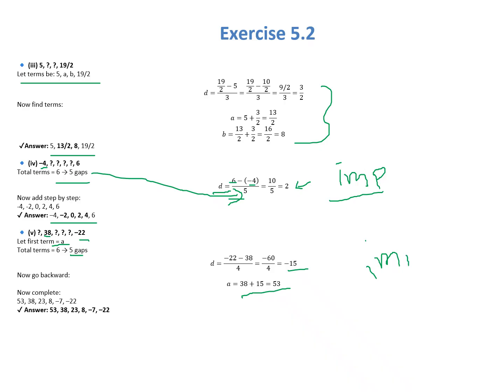Whenever a missing term is given, we have to see whether consecutive terms are missing. Then we have to apply the formula wherein we do L minus A upon the number of gaps. But we have to be sure that whenever we take the A, it is the first term. If it is not the first term, then we have to derive the first term here. So we'll move to the next slide.